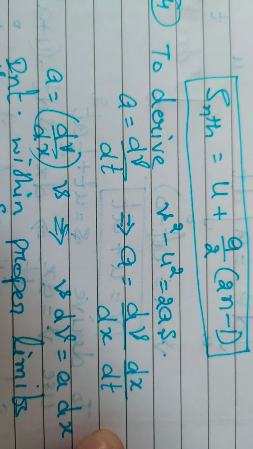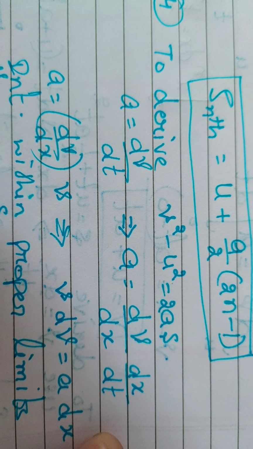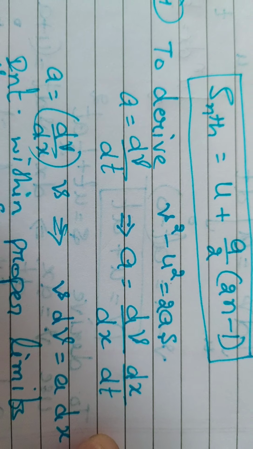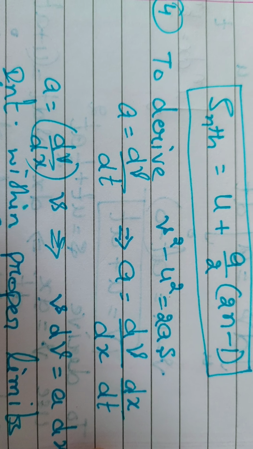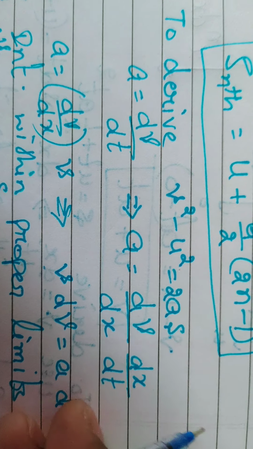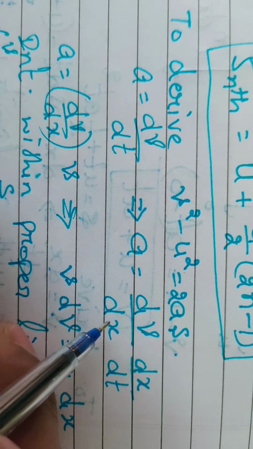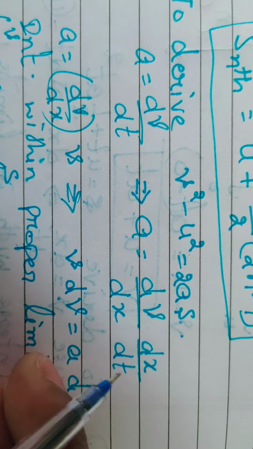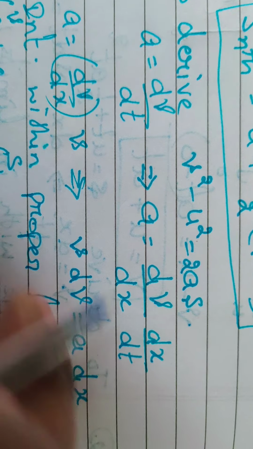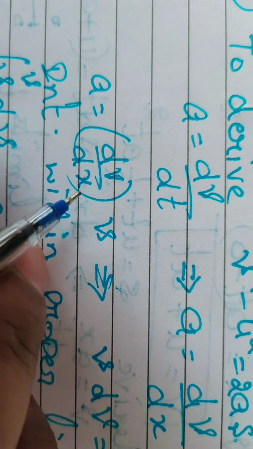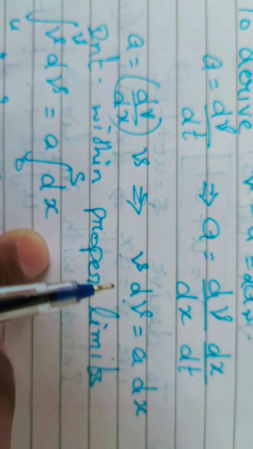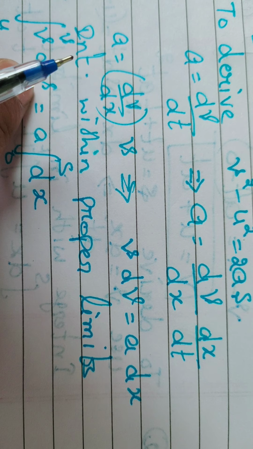And then let us derive the formula of v square minus u square is equal to 2as. Use the definition of acceleration dv by dt, multiply it with dx by dx, and replace it. So dx by dt becomes velocity. So this relation becomes like this, cross multiply dx. So this is v dv is equal to a dx.